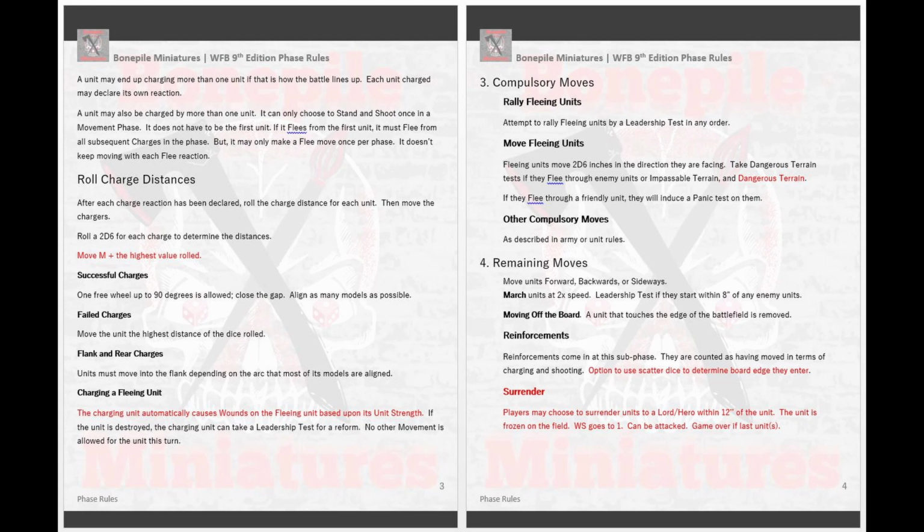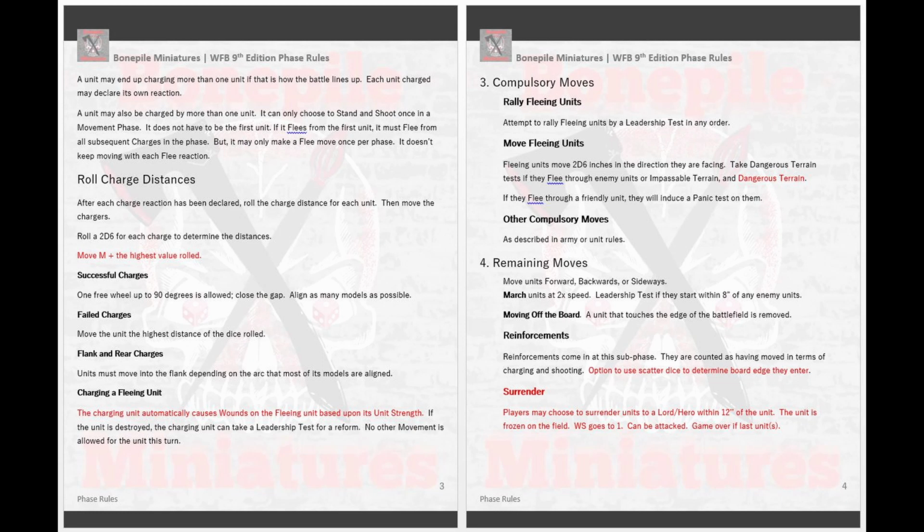Okay, so after reinforcements, I have another change where I made an official provision for surrendering units. And that's because I have watched many games where a player just wants to throw in the towel for a particular unit, or the whole game. So I made an official rule for that. It reads, surrender. Players may choose to surrender to an enemy, lord, or hero within 12 inches of the unit.